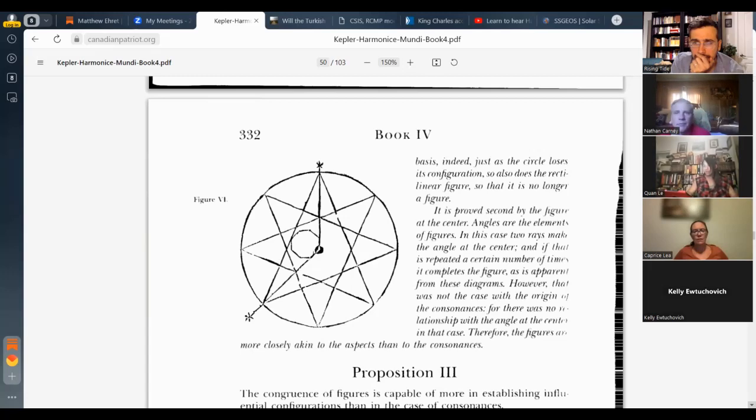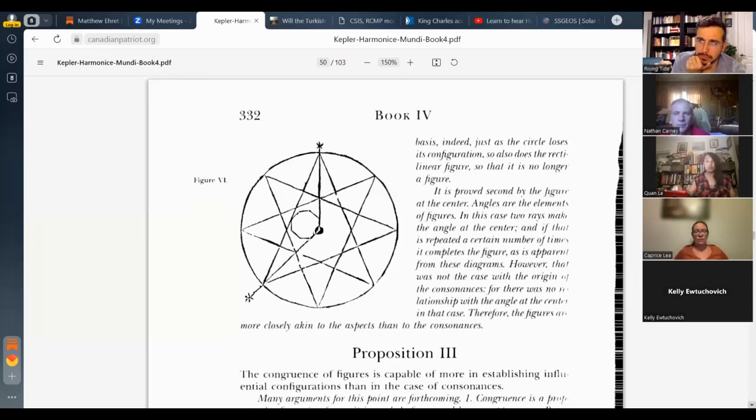However, that was not the case with the origin of the consonances, the pleasant sounds, for there was no relationship with the angle at the center in that case. Therefore, the figures are more closely akin to the aspects than to the consonances.